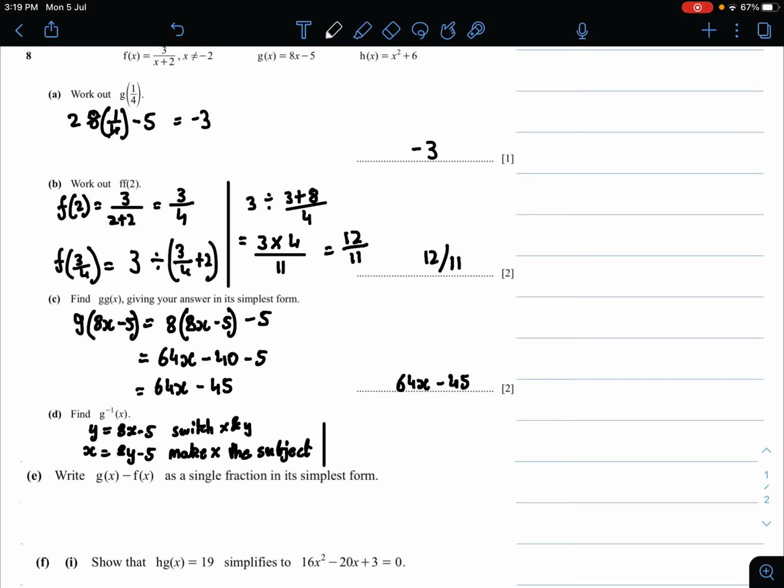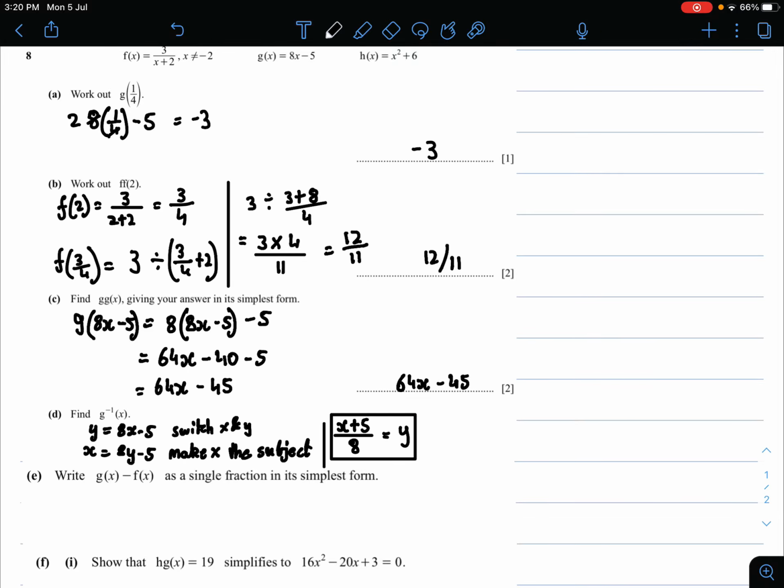So let's go ahead and do that. You can take the 5 to the other side, so negative will become positive when moving from one side of the equation to the other, and you can take the 8 as well to the other side. So when you take multiplication to the other side it becomes division. Therefore y is equal to x plus 5 by 8 will be your final answer for part D.